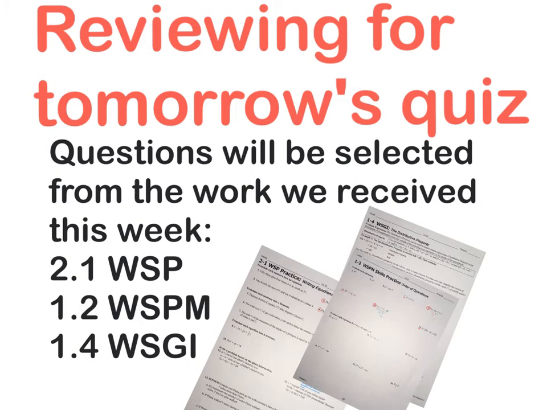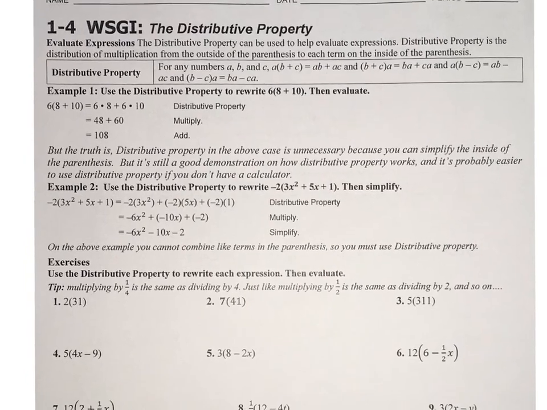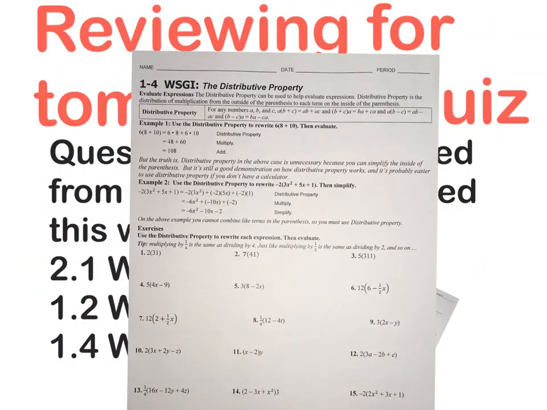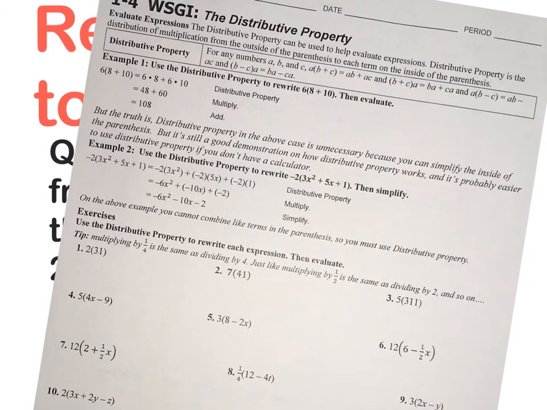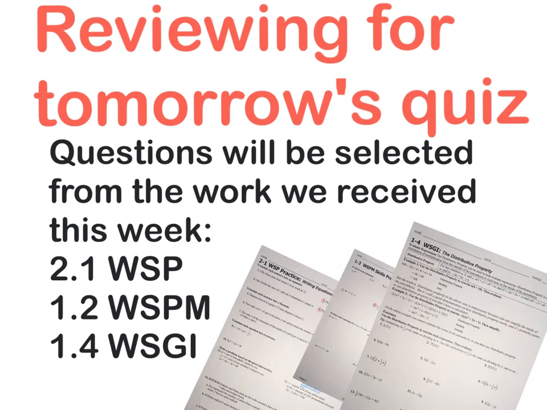So we already went over 2.1, 1.2, and also 1.4, which is what I gave you just right now, WSGI. That's reviewing distributive property and combining like terms. So you know what? I'm going to make a separate video of this worksheet reviewing distributive property and combining like terms. So make sure that you go over all 3 worksheets, because I'm selecting straight from the worksheets, and you're going to have those exact questions on tomorrow's quiz. So we are going to make another video on WSGI 1.4.